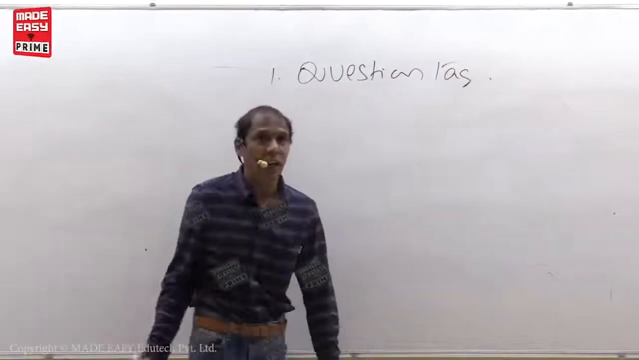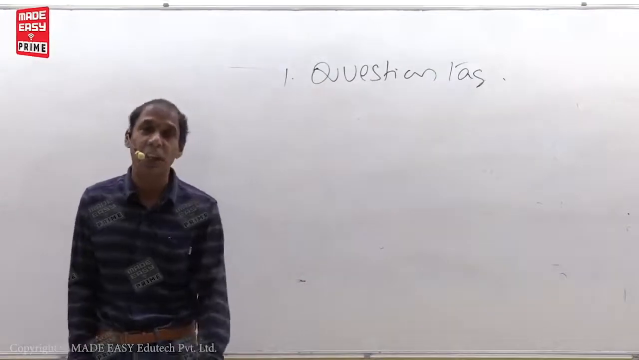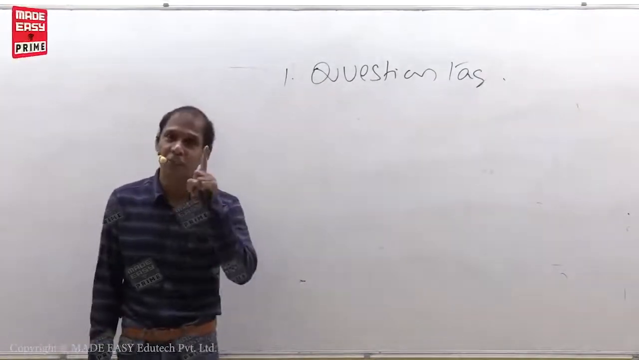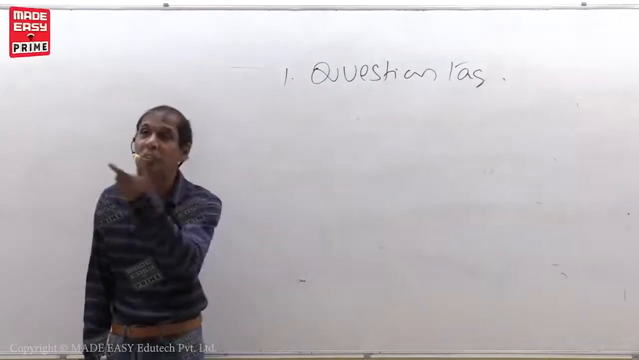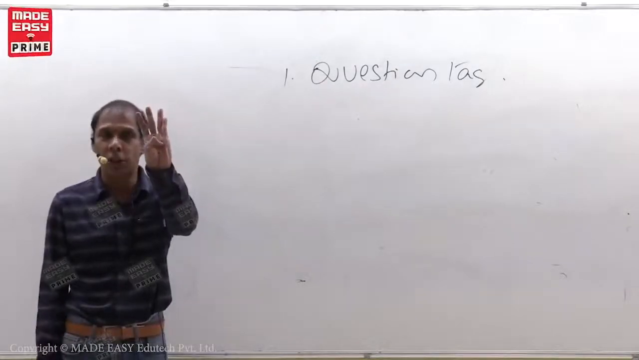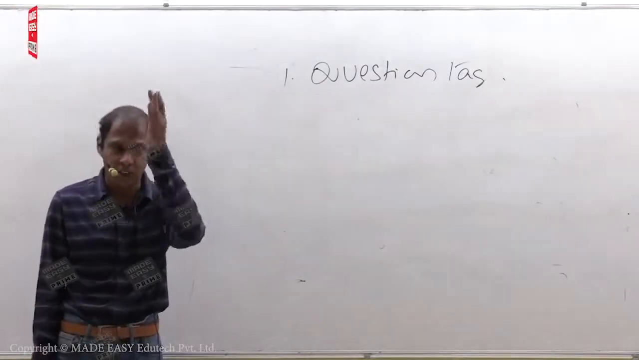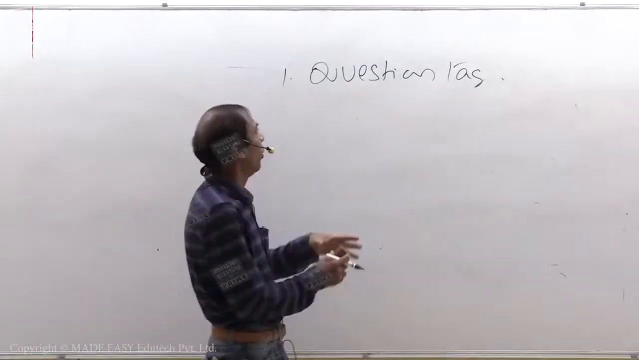See, at the time of speaking, unfortunately some educated people also speak like this: I did not saw the film. Wrong. I did not see the film. Because when we are using do, does, did, these 3 always take root verb. Right? Next, first topic, question tag.